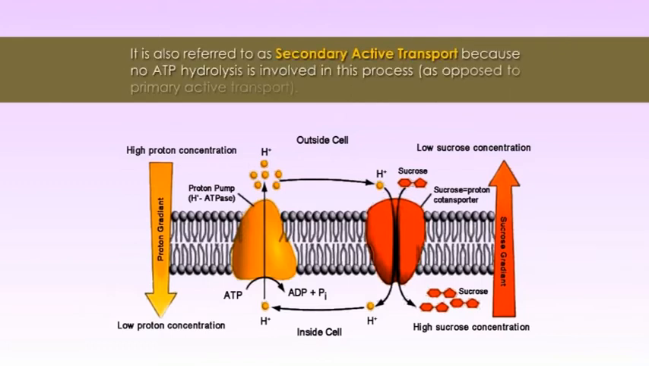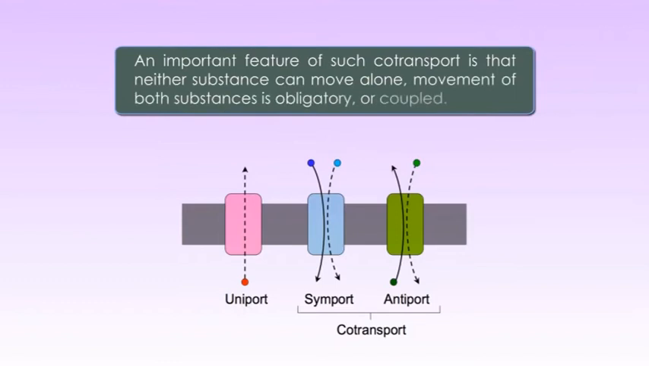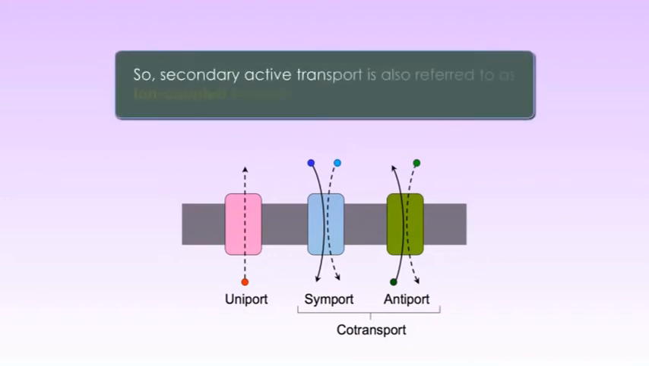It is also referred to as secondary active transport because no ATP hydrolysis is involved in this process, as opposed to primary active transport. The energy required to drive transport resides in the transmembrane electrochemical gradient of the driving ion. An important feature of such co-transport is that neither substance can move alone. Movement of both substances is obligatory or coupled. So, secondary active transport is also referred to as ion-coupled transport.